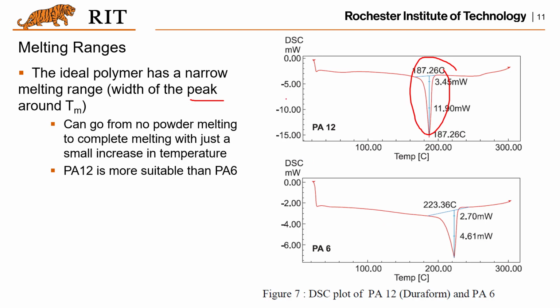And basically here shows two different materials. One is nylon 12, another one is nylon 6. And obviously nylon 12 is more suitable for the SLS process, as it has a narrow gap over here compared to nylon 6.